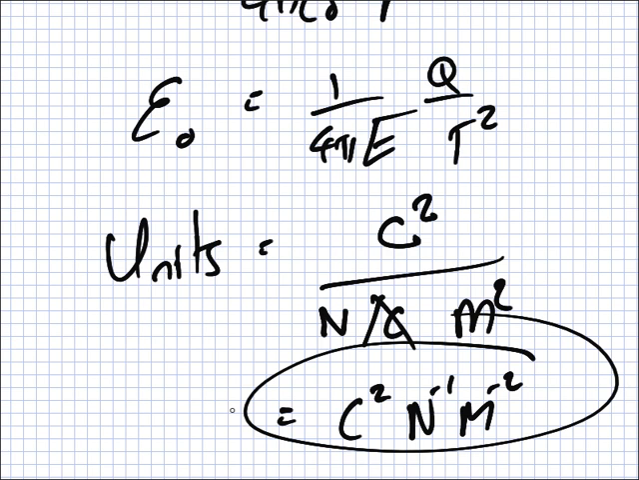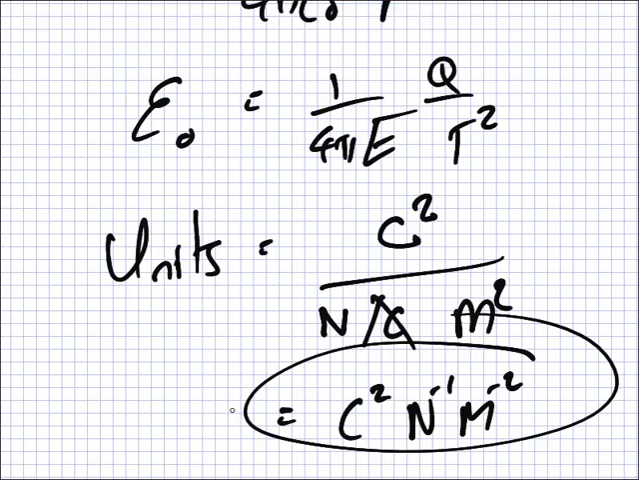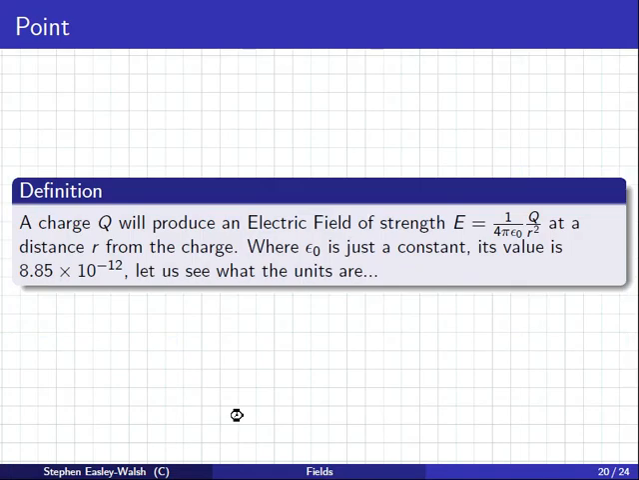That's the units there for it. Okay? What was the value again? I'll switch back there. 8.85. Okay, continue. The unit was coulomb squared per newton per meter squared. There it is there.